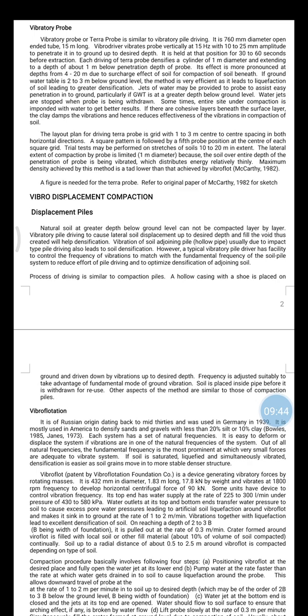Driven down with vibration means this vibration helps the surrounding soil to densify. That is the advantage of this displacement pile. Here the frequency is adjusted suitably to take advantage of the fundamental mode of ground vibration. Soil is placed inside the pipe before it is withdrawn for reuse. Once you complete that vibration process, that densification of soil, this hollow pipe can be removed and reused for other works, other places also.